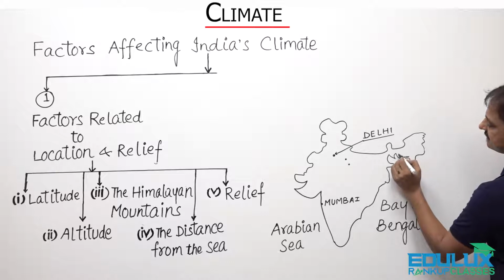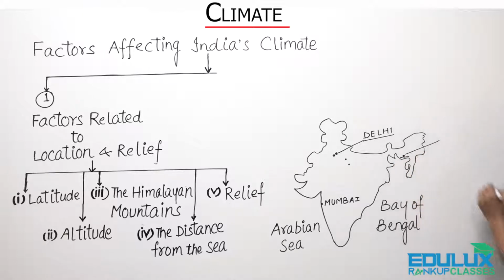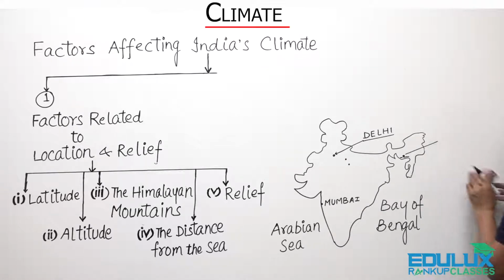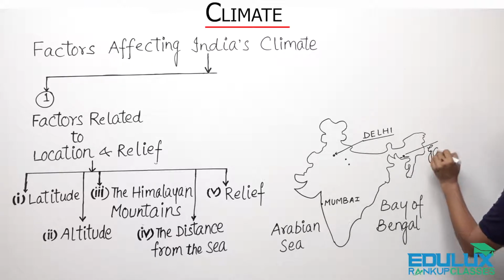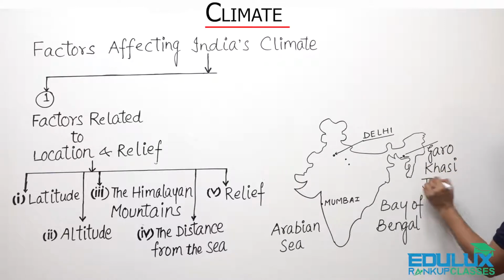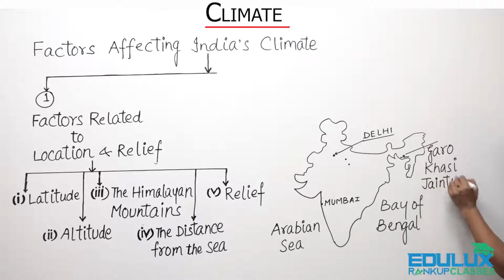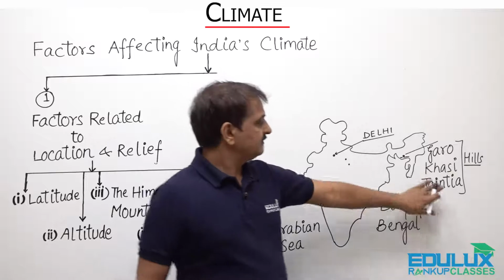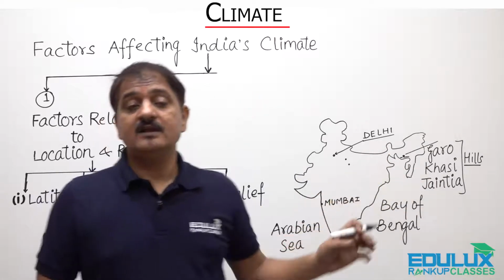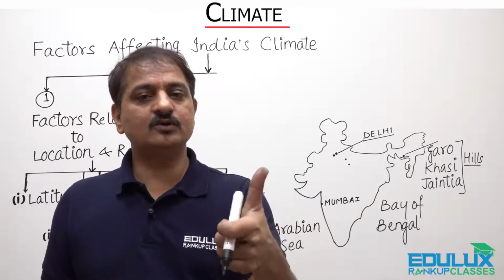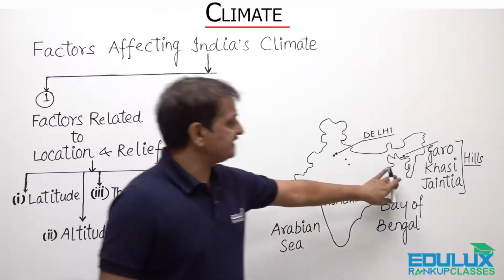That is the Khasi Hills, which is in Meghalaya, the Garo, Khasi and Jaintia Hills. These are the hills which are famous for the rainfall that they receive. And here we have two places which are the wettest places in the world. That is, Mawsynram is at the top place while Cherrapunji is at second place, right?